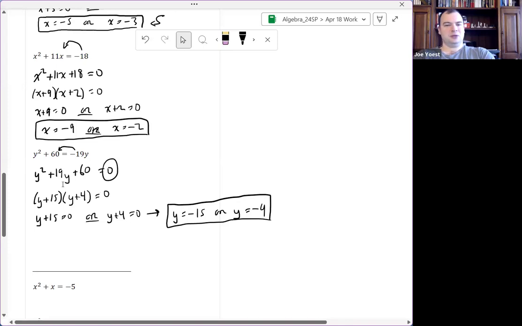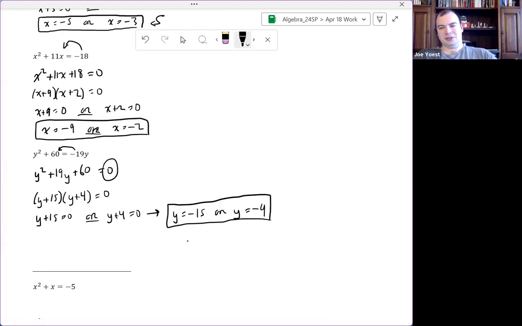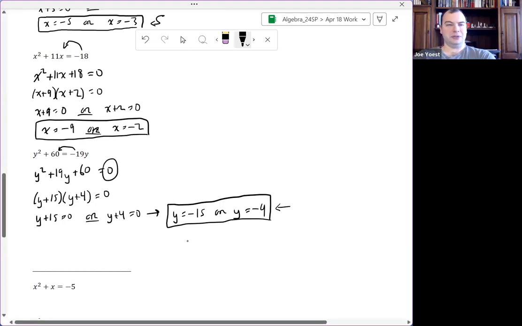So this quadratic on the left factors to y plus 15 times y plus 4 equals 0. And again, we have the product of two factors equals 0. So one of the two has to be 0, either y plus 15 equals 0 or y plus 4 equals 0, giving me my two solutions, y equals -15 or y equals -4.